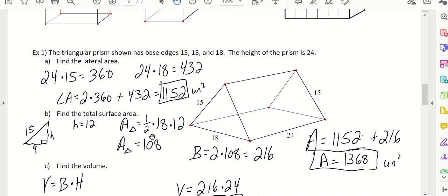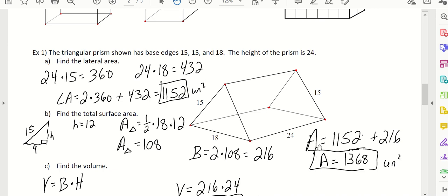So the area of this triangle is 1/2 times the base, which is 18, times the height, which we just found to be 12. Half of 18 is 9, 9 times 12 is 108. Now remember, we do have 2 of these bases, so 2 times 108, the area of the bases, is 216.